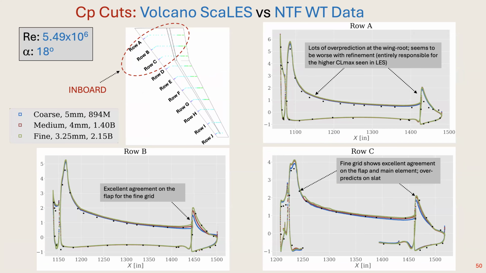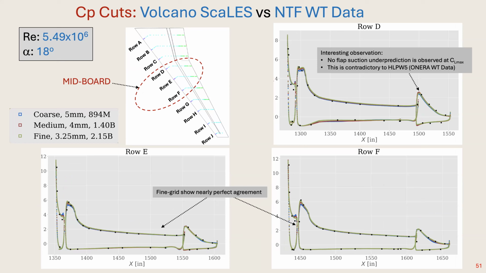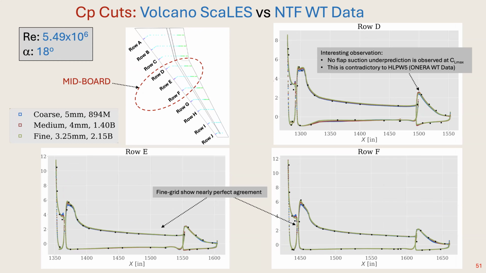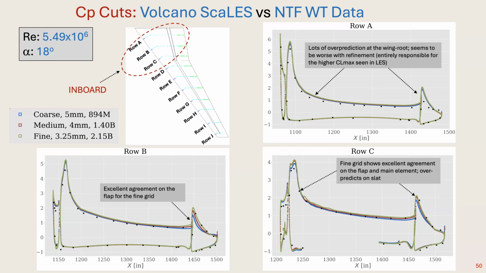Again, this will be in the paper at SciTech 2026. Because of the time, I really don't want to drag on and I want to respect your time. These CPs are compared with different grid resolutions at inboard, midboard, and outboard. Basically, the fine grid shows nearly perfect agreement in many places, but there is definitely some discrepancy on the slat. The flap actually agrees very well when you go to the fine grid.